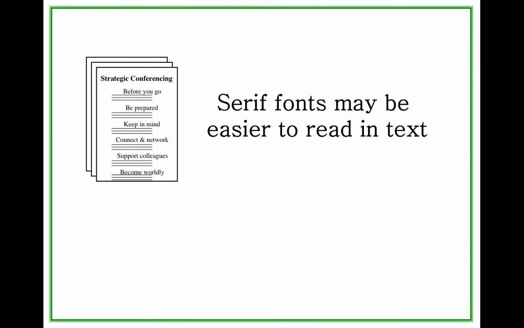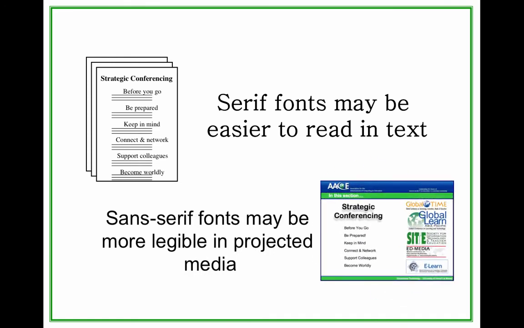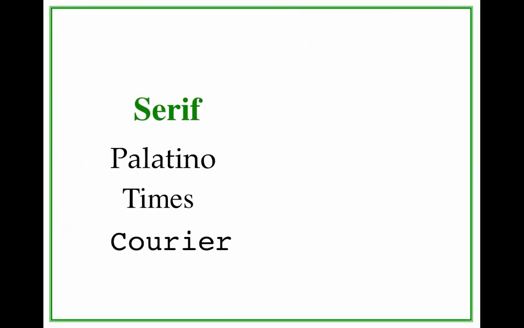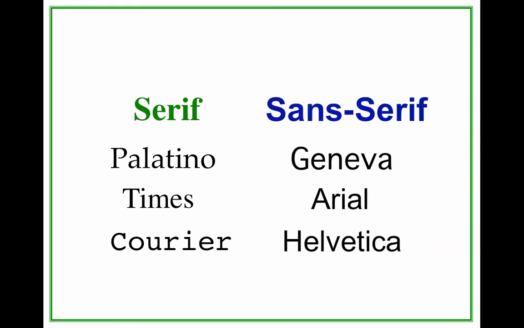For example, serif fonts may be easier to read in text, whereas sans serif fonts may be more legible in projected media. Serif fonts are ones like Palatino, Times, and Courier. Sans serif fonts are ones like Geneva, Arial, and Helvetica.